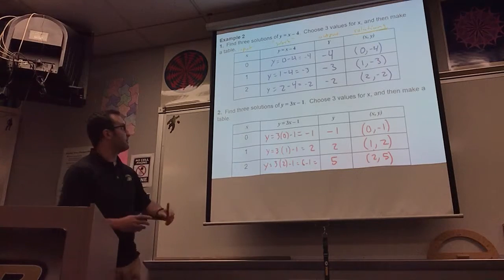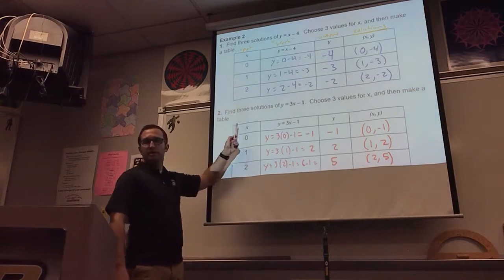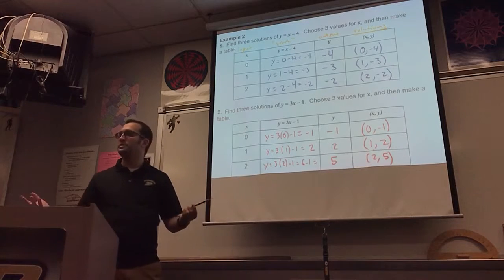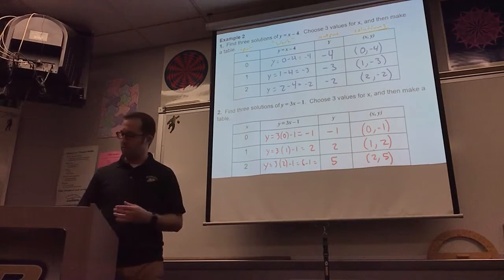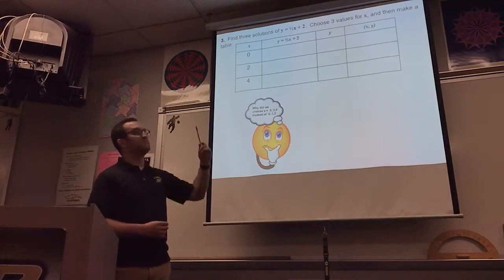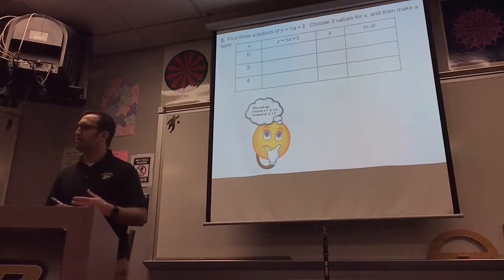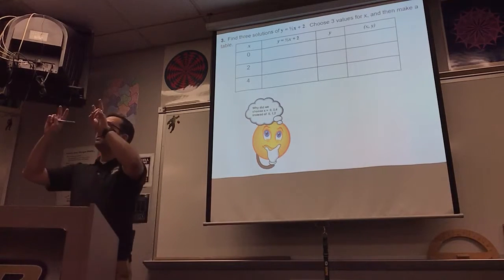Notice the points over here. I picked 0, 1, and 2. Here I picked 0, 1, and 2 because those are easy points to plug in. Easy inputs. Why did I pick 0, 2, and 4 here? Why are those easy inputs?